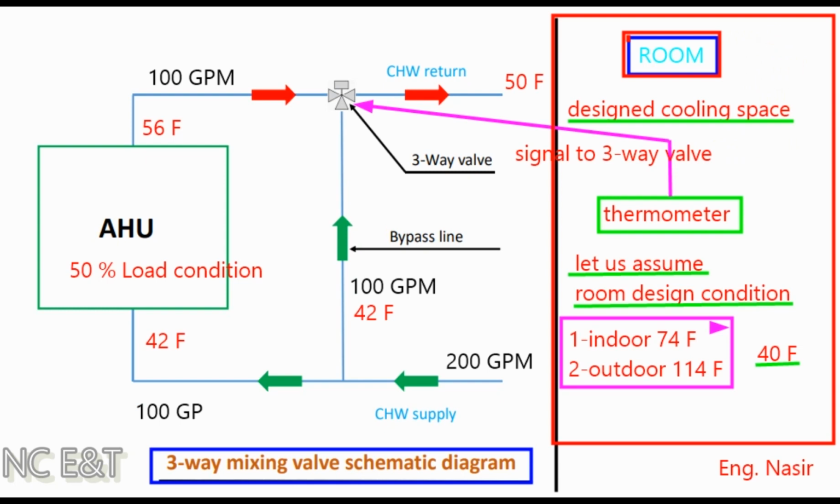Let us assume our room design temperature parameters as indoor at 74 degrees Fahrenheit and outdoor at 100 degrees Fahrenheit, having a delta T of 40 degrees Fahrenheit. When the air conditioning system starts, the room temperature will be at maximum, that is 114 degrees Fahrenheit, but the air conditioning system will be running continuously.